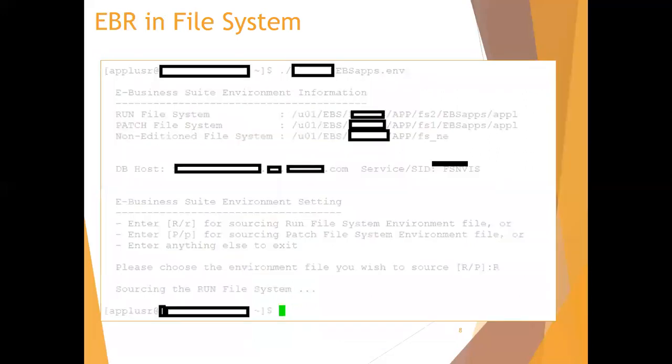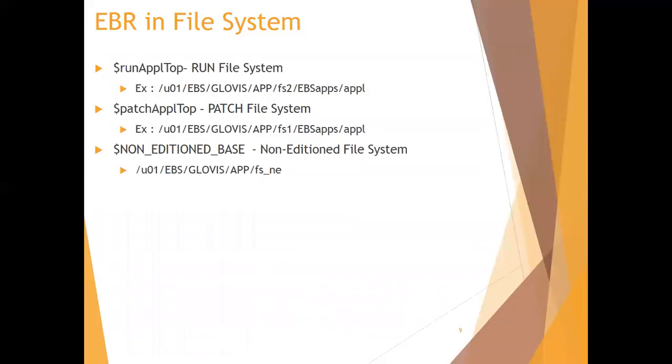From your Unix access, you can find out more information. Once you run your environment, you'll find the location of the patch environment, the run file system as well as the non-editioned file system. If you'd like more information on the locations, you can make use of shell scripts, which will generally be initialized by your DBAs in your environment.